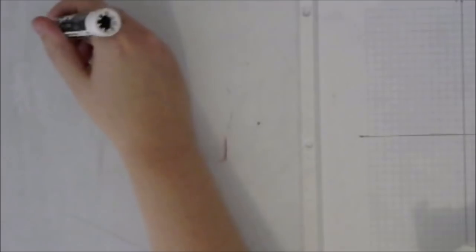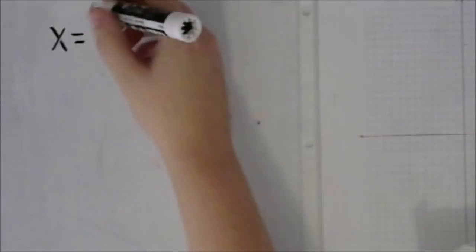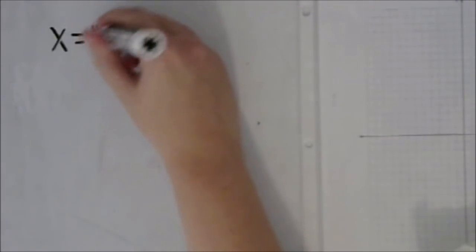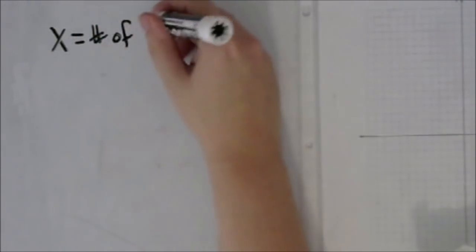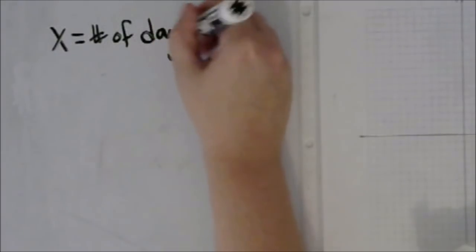The first thing we want to do is define our variable. So in this context, we need a way to track and measure how much money we're going to spend, and it seems like the best idea is going to be days. How many days did you rent this car?